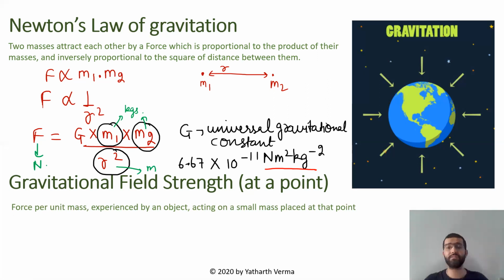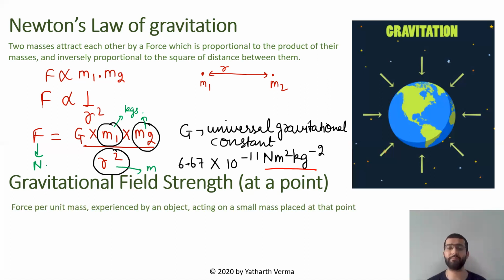Now, what is gravitational field strength? Gravitational field can be visualized as a space in which the effect of gravity is there. So right now, all this area is a space in which the Earth's gravitational field is there. This is the gravitational field of the Earth. Now we are talking about the gravitational field strength, how strong the field is. And definitely the field is stronger at different points.